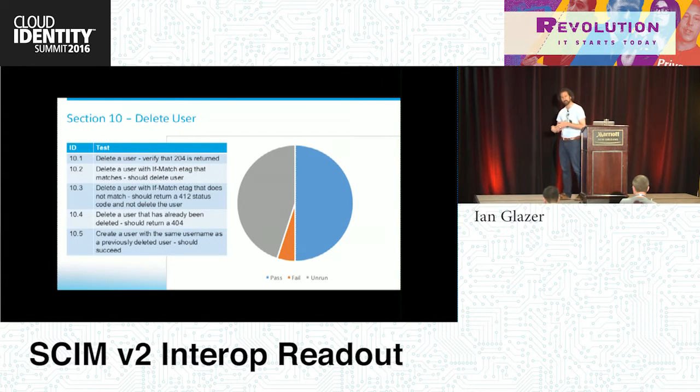Okay, so we can retrieve the user. Now let's go delete the user. Couple things about this. One was ETAG support. Again, not a lot of test coverage there. The failure is an interesting one.